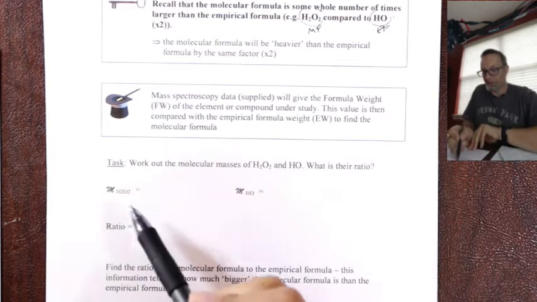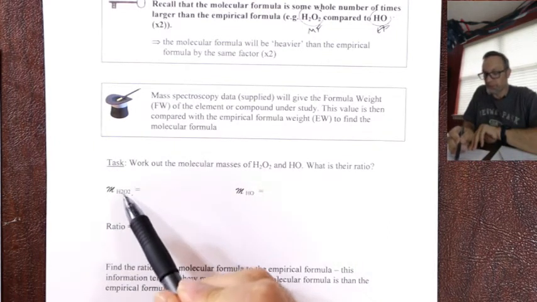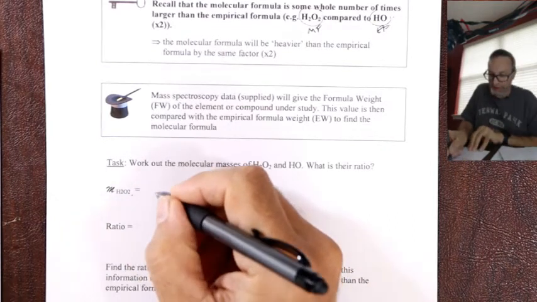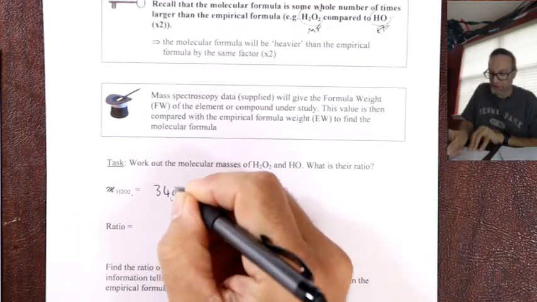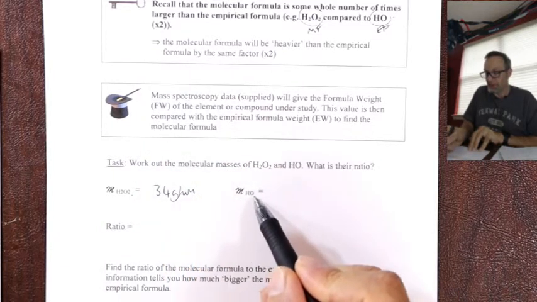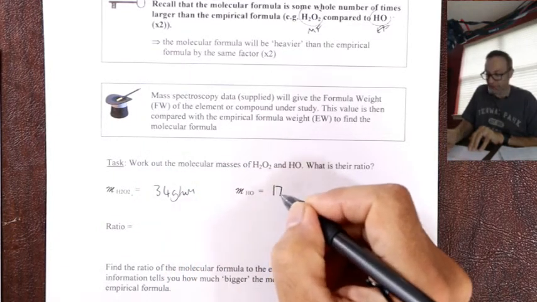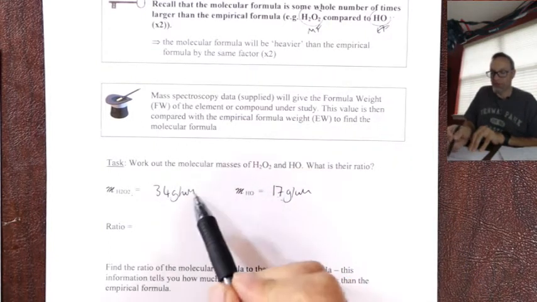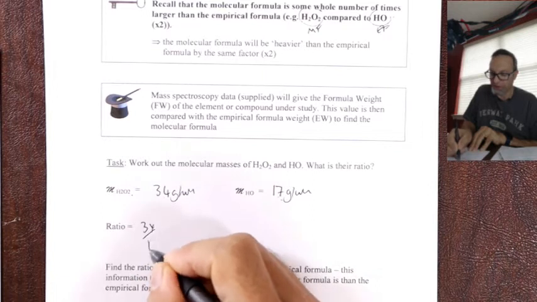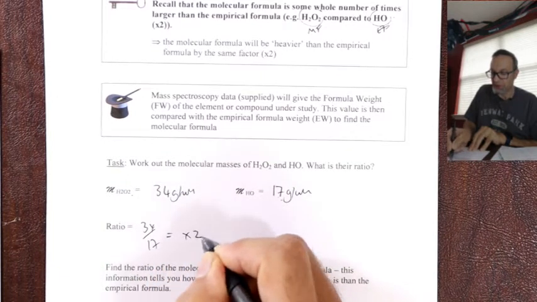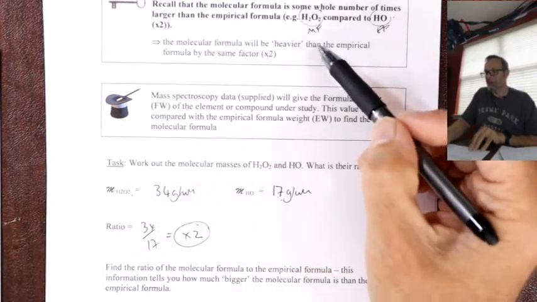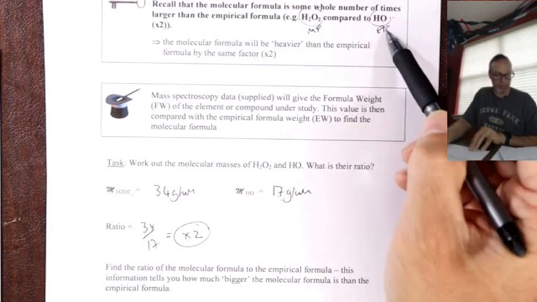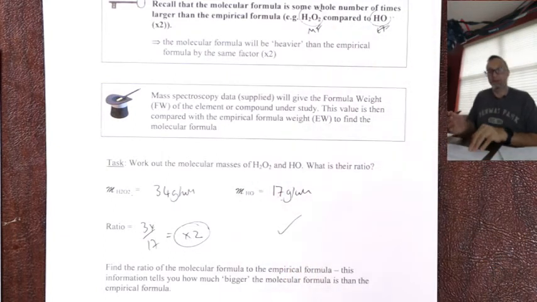So if we look at H2O2, this is what we'd get from a mass spectrometer. That thing weighs, let's just do round numbers, 34 grams per mole. And then HO, which is the empirical, weighs 17 grams per mole. So what factor scale up is that? Well, the ratio is just 34 over 17, which equals a times 2, which makes absolute sense because H2O2 contains twice as many of each type of atom as HO. So there you go. And that's the math we're going to do.